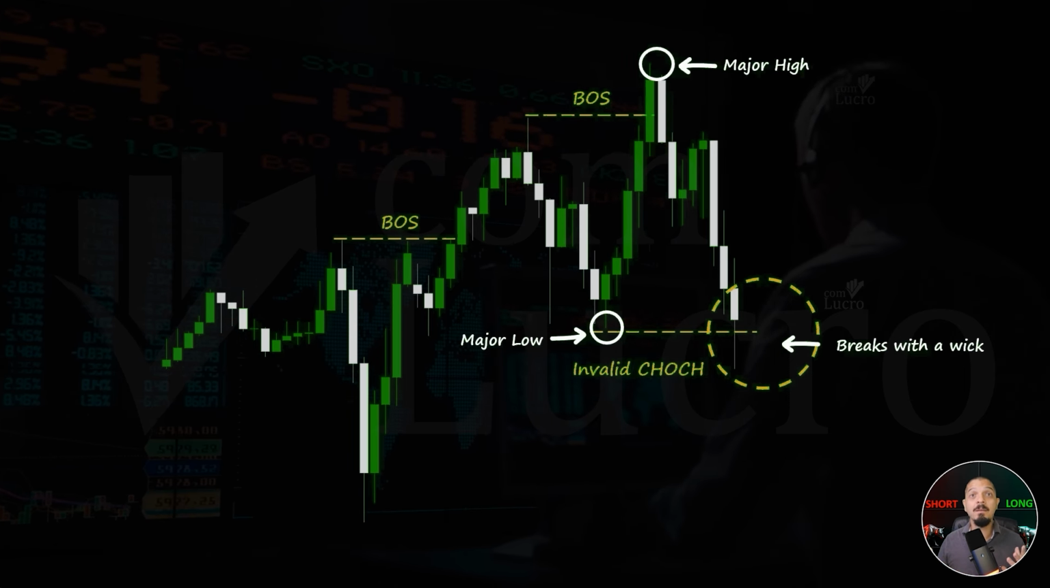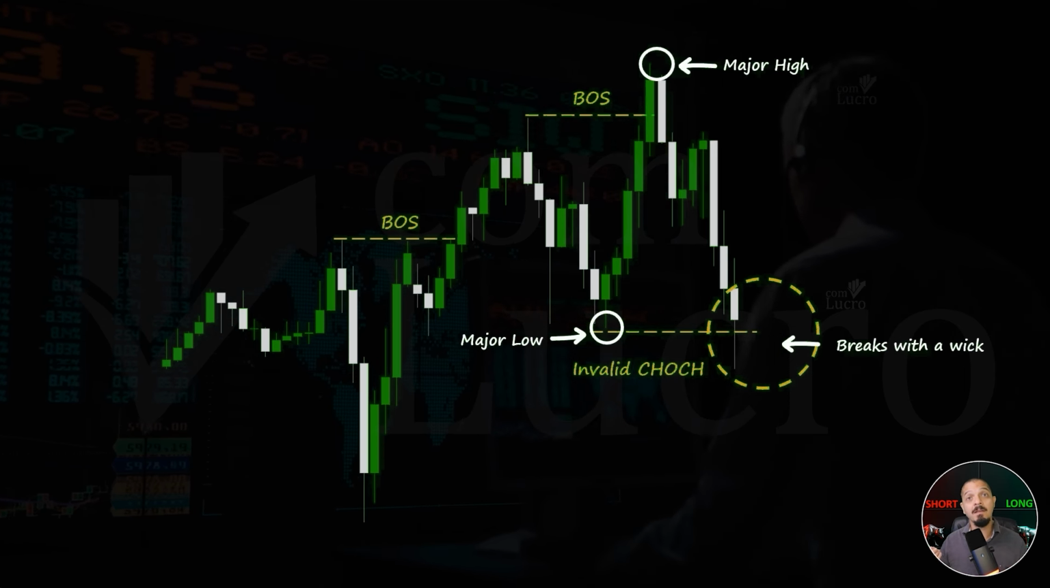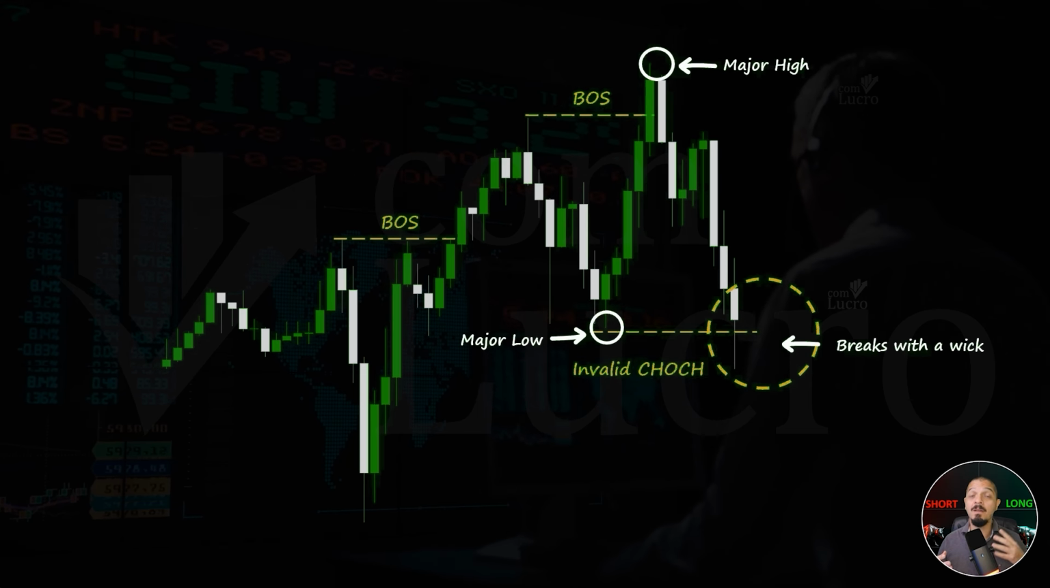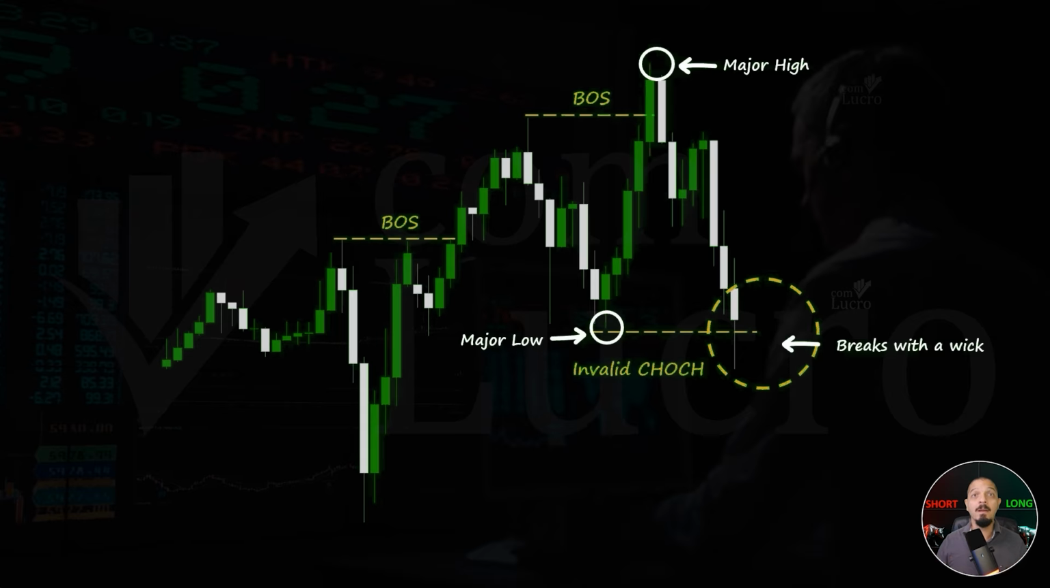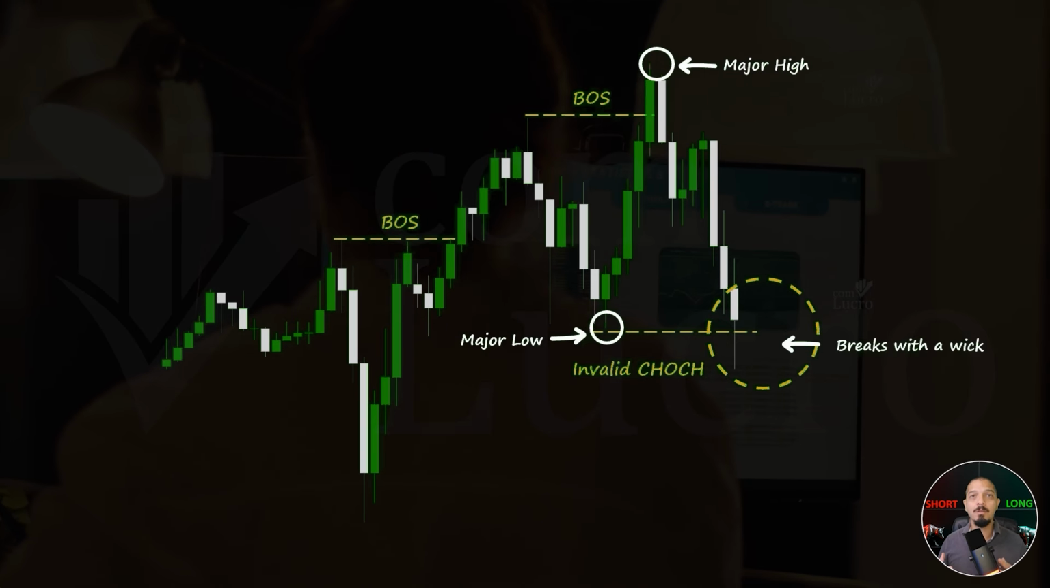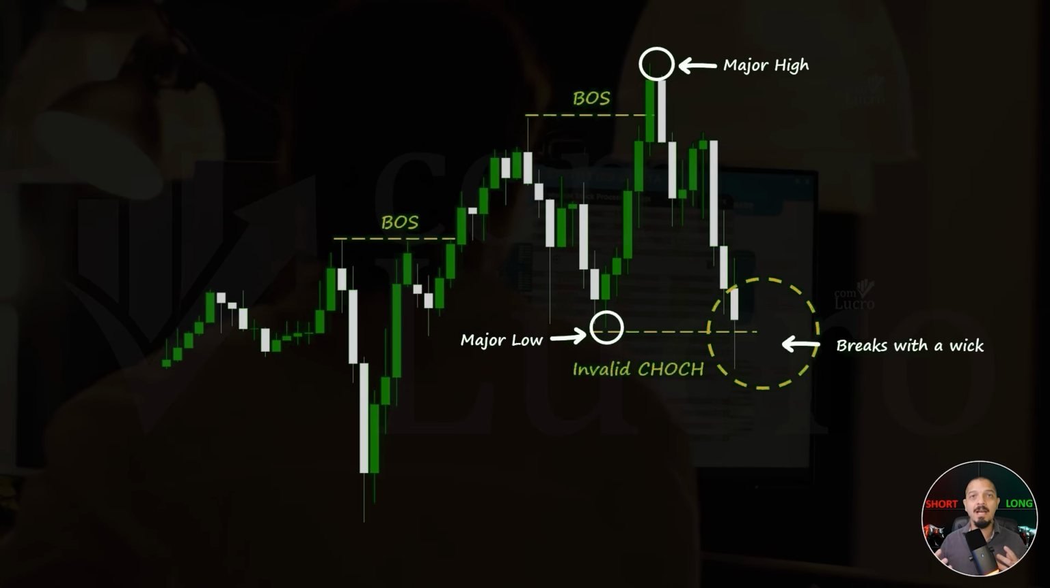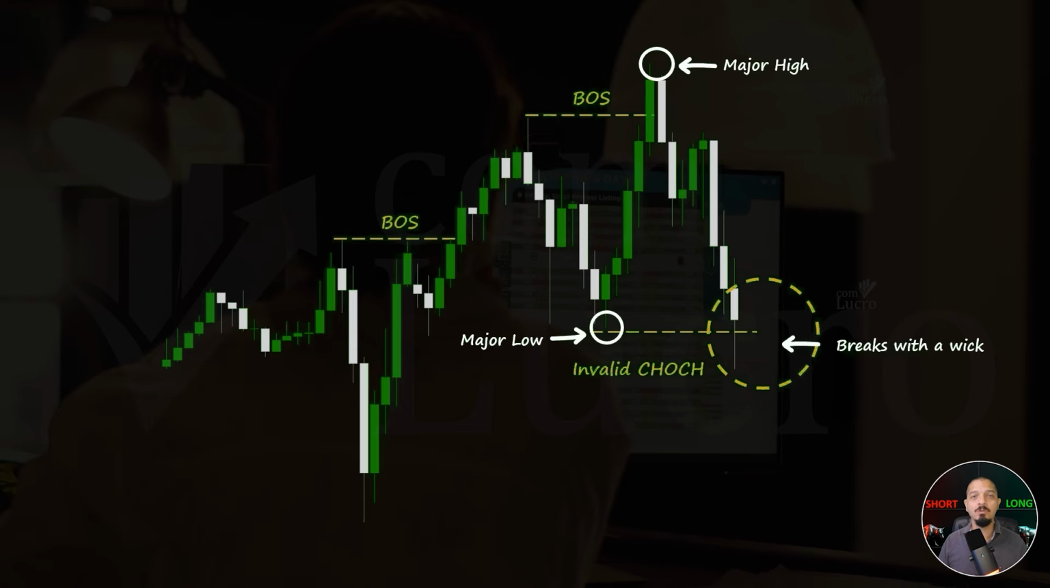The same concept applies to the bearish scenario. For a valid change of character, price must break and close above the recent major high with the body of a candle. A simple wick or shadow is not enough to confirm a true shift in trend.